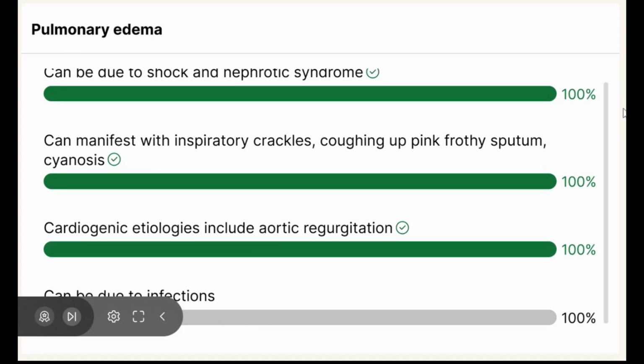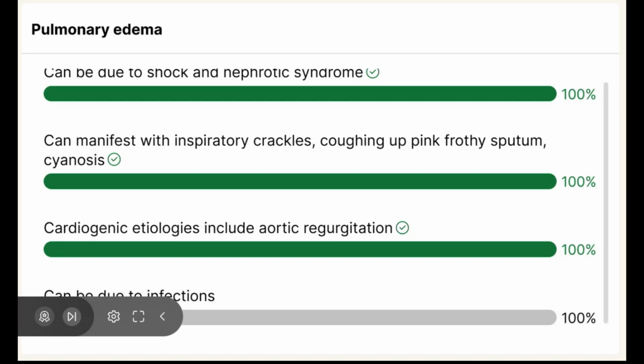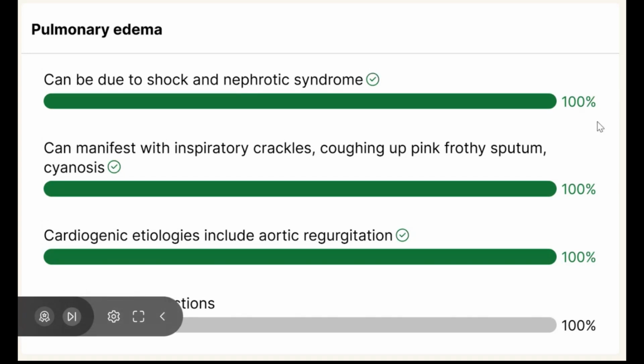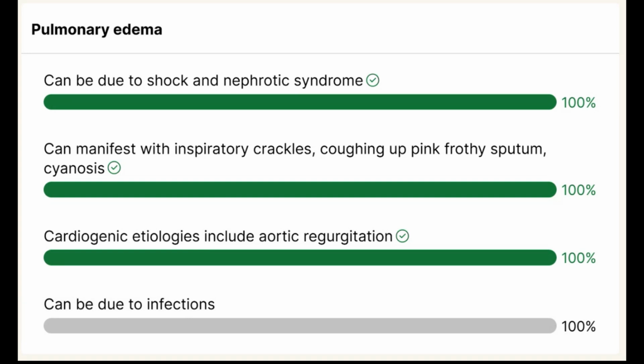Okay, so for this one, pulmonary edema can be due to shock and nephrotic syndrome. So shock is generally an inflammatory state. So you have an increased permeability of the capillaries, and that causes the liquid to move out of the vessels and result in the edema formation. Nephrotic syndrome is a case of protein loss, and because of that, you have a reduced oncotic pressure, and those are also one of the factors that result in edema formation.